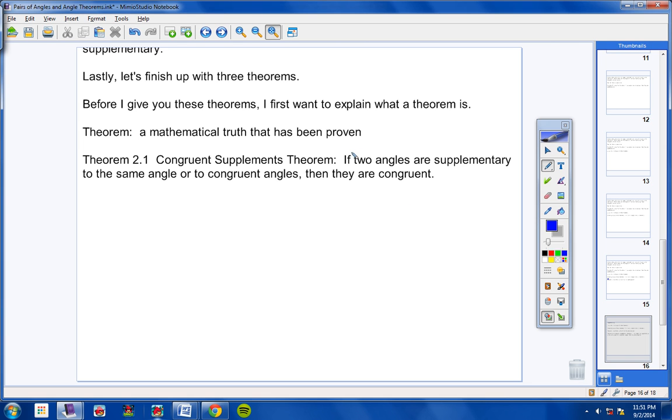Whenever you're proving a theorem, your if part is always your given. You might want to write that down. That would be good to write down. Your then part is always what you're proving. Okay? Pretty easy so far. Your if part is what you're given, and your then part is what you're proving.